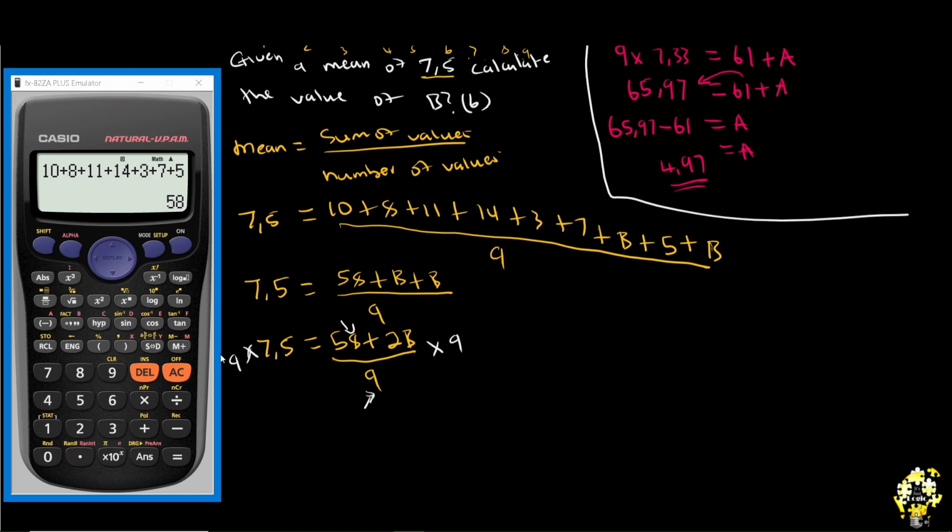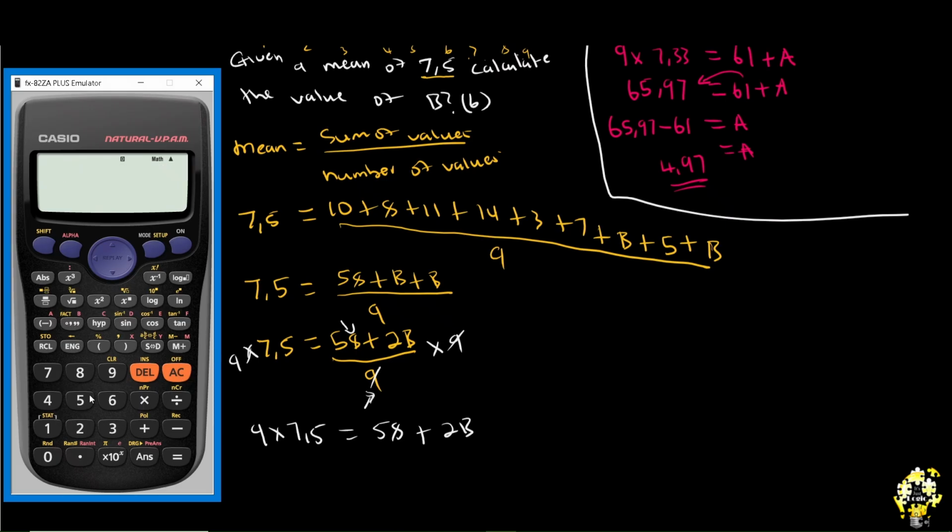Why do we do that? Because this 9 is going to cancel this 9. Then we are going to have a 9 multiplied by 7.5 is equal to 58 plus 2b. This looks familiar now. Let's solve for this.